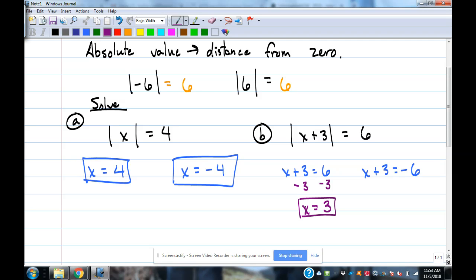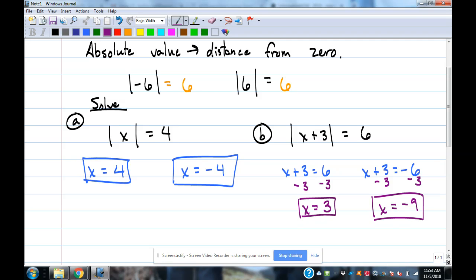X is equal to positive 3. And I think that's the one y'all were talking about when y'all were saying 3. X could be 3. That's right. But when I do the same thing over here to solve that problem, I get negative 6 minus 3, which is negative 9. Because if I owe you $3 and then I borrow 6 more, now I owe you $9, right? So that's negative 9. So when x is positive 3, then the absolute value of x plus 3 is 6. If x is negative 9, the absolute value of x plus 3 is 6.